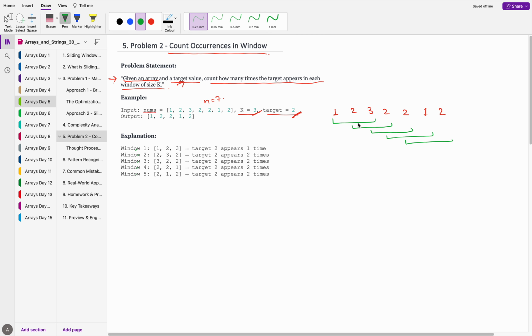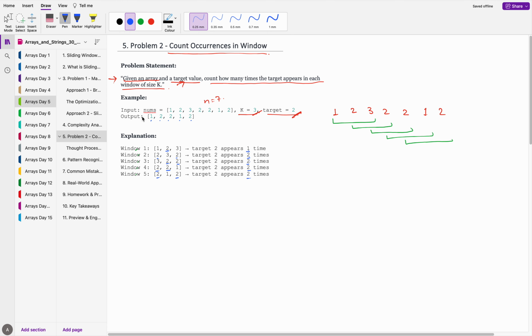Now, in the very first window, how many 2s are appearing? Just one time here, so that's one. In the second window, two times. In the third window, two times. In the fourth window, two times, and here also two times. Correct. So that's why the output is in the array 1, 2, 2, 1 and 2.